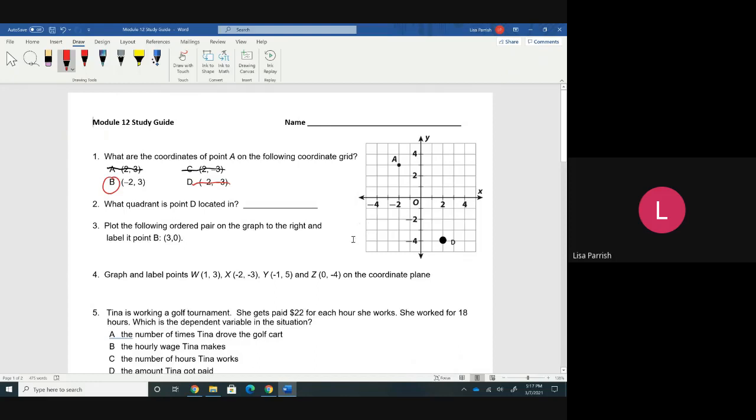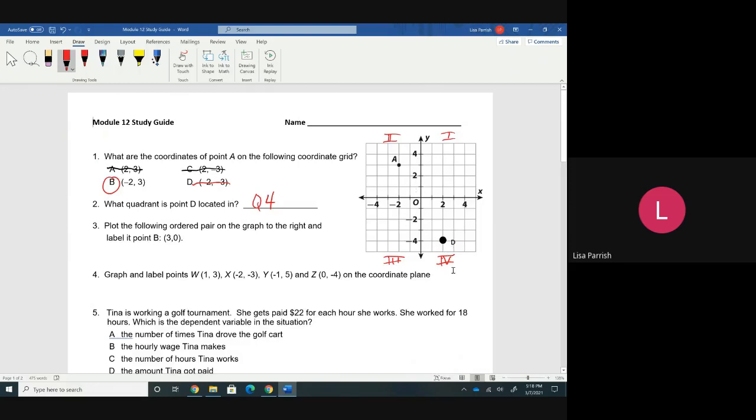Question 2 says, what quadrant is point D located in? Well, right here is D. If you remember, when we studied the coordinate plane, the 4 sections are called quadrants, and they are numbered. This is quadrant 1, quadrant 2, quadrant 3, and quadrant 4. Sometimes we use Roman numerals, but that's quadrant 1, 2, 3, 4. That's how they're always numbered. So you could put this as in quadrant 4. Point D is in quadrant 4.